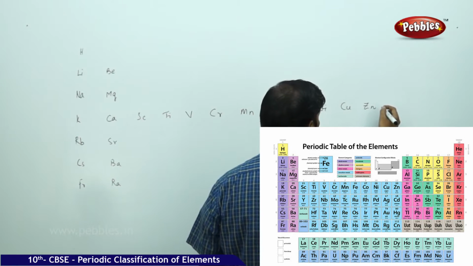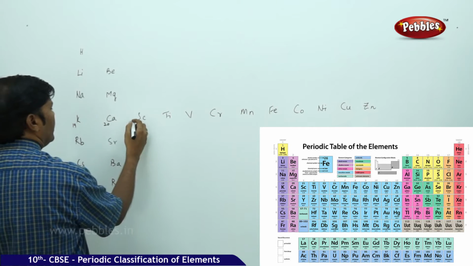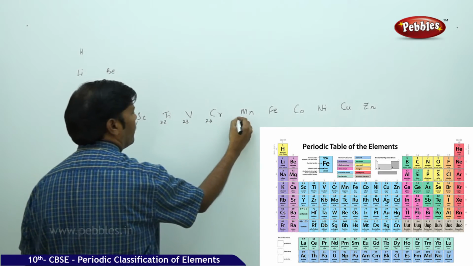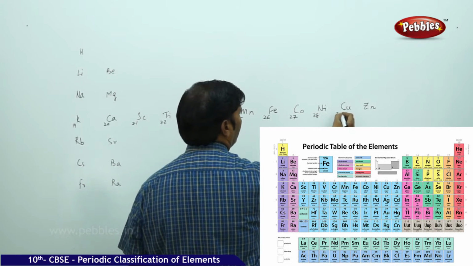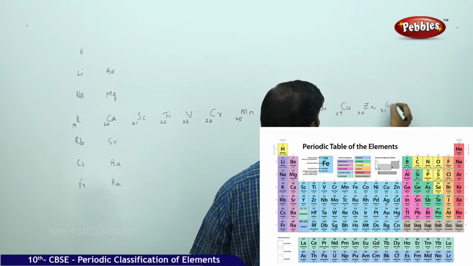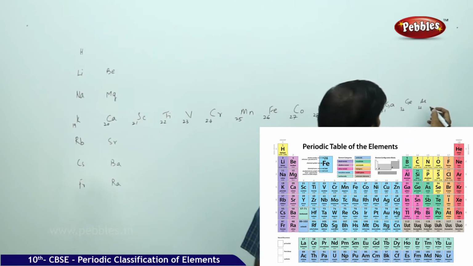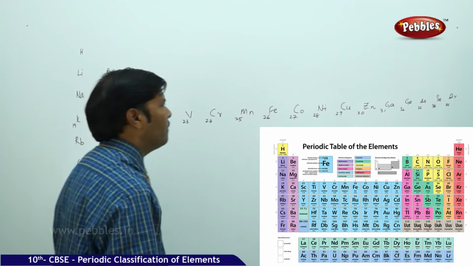If we take potassium, its atomic number is 19, calcium 20, 21 scandium, 22 titanium, 23 vanadium, 24 chromium, 25 manganese, 26 iron, 27 cobalt, 28 nickel, 29 copper, 30 zinc, 31 is gallium, 32 is germanium, 33 is arsenic, 34 is selenium, and 35 is bromine.